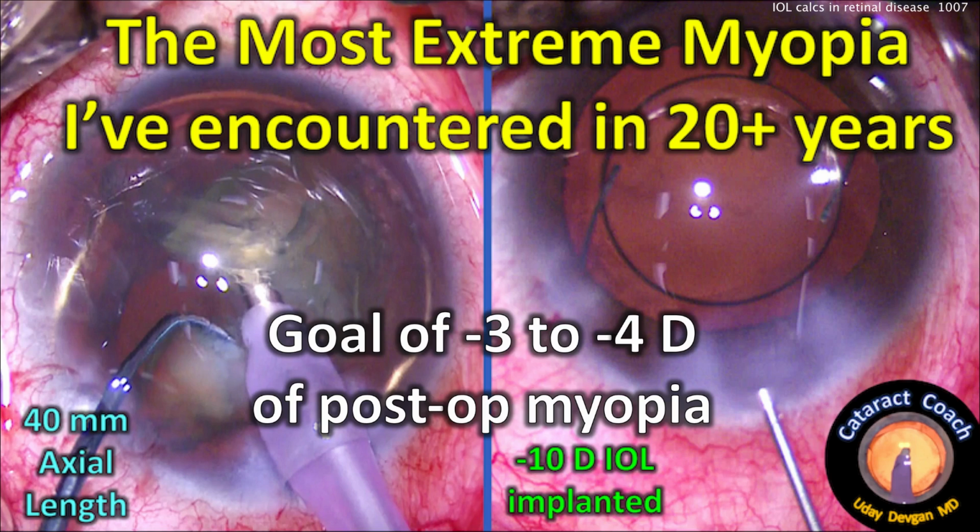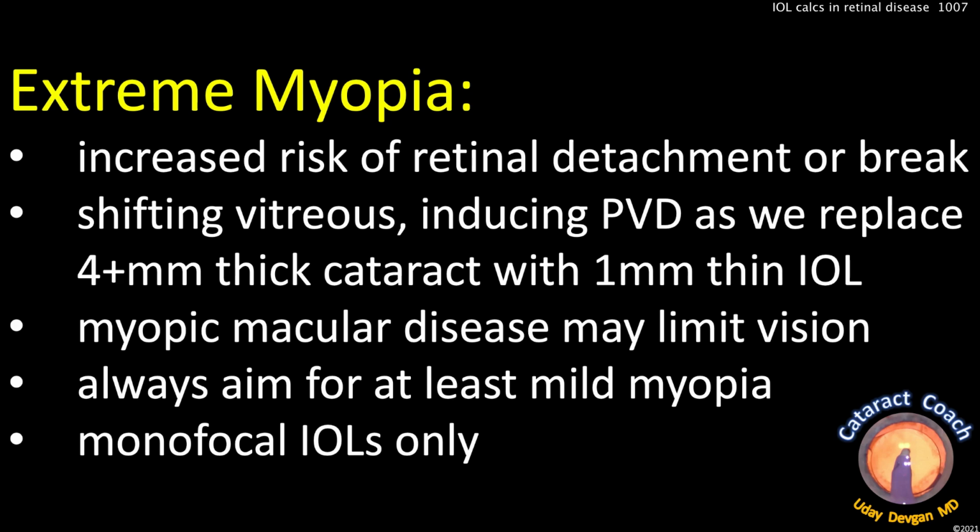In the surgery, like I show here, this is a patient who again gets a very special order IOL, a -10 diopter lens. And that's anticipated to make the patient about a -3 to -4 diopters of myopia for a post-op refraction. So extreme myopia, there's an increased risk of detachment or break in the retina.